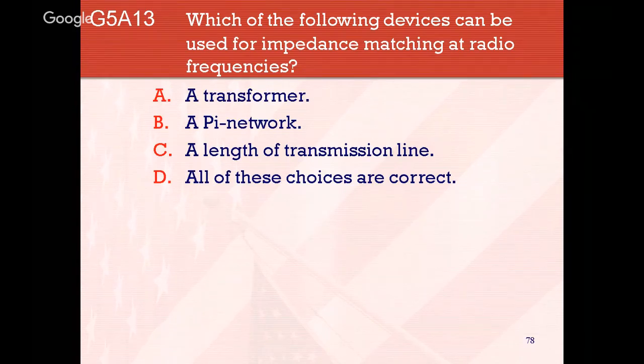The G5RV comes to mind because there is a specific length of twin lead or ladder line, however you want to call it, to the antenna itself. So, really, all of these choices are correct as far as being able to do impedance matching for radio frequencies. And a transformer, a balun, in other words, is a type of transformer for RF signals.